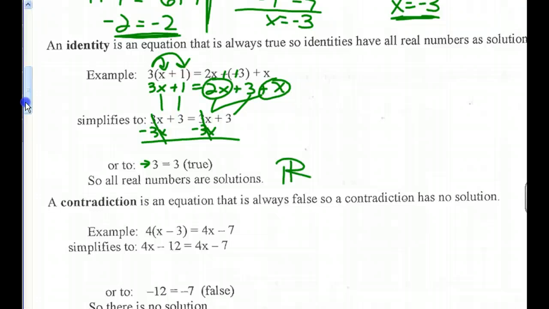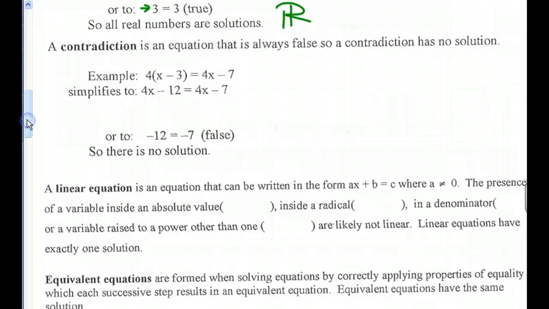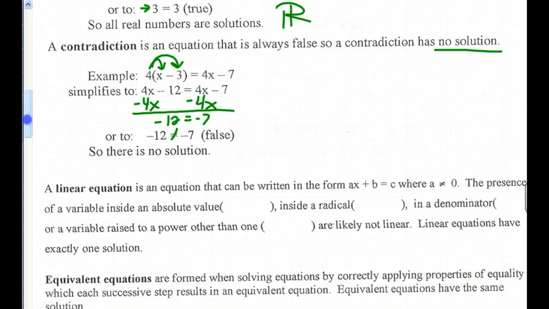So all real numbers are solutions, and remember we saw this yesterday as the R with the little double leg over there. Okay, a contradiction is an equation that is always false. So a contradiction has no solution, and this is what we used yesterday, is no solution. So here's our example. Of course, we distribute the 4 first, and we get 4x minus 12 equals 4x minus 7. Then we subtract 4x from both sides. We get negative 12 equals negative 7, but it does not equal negative 7, so it's false. So there is no solution. This is a contradiction, just as it says contradiction up here.